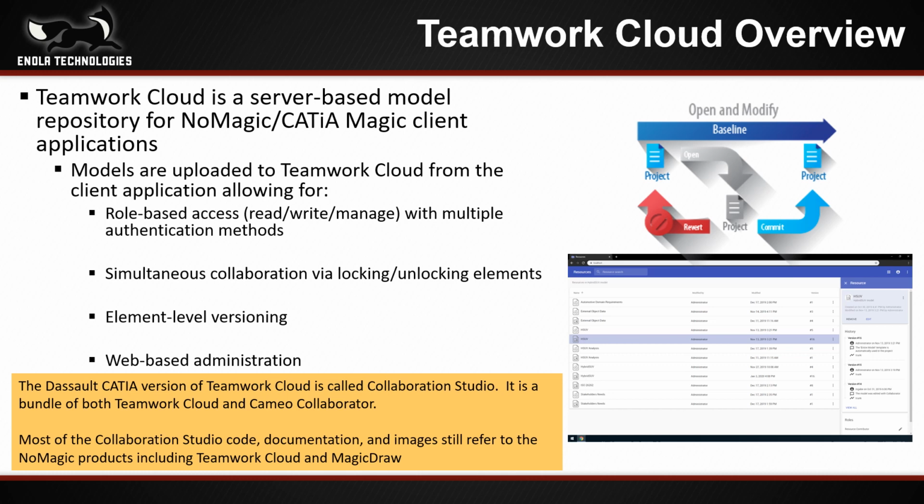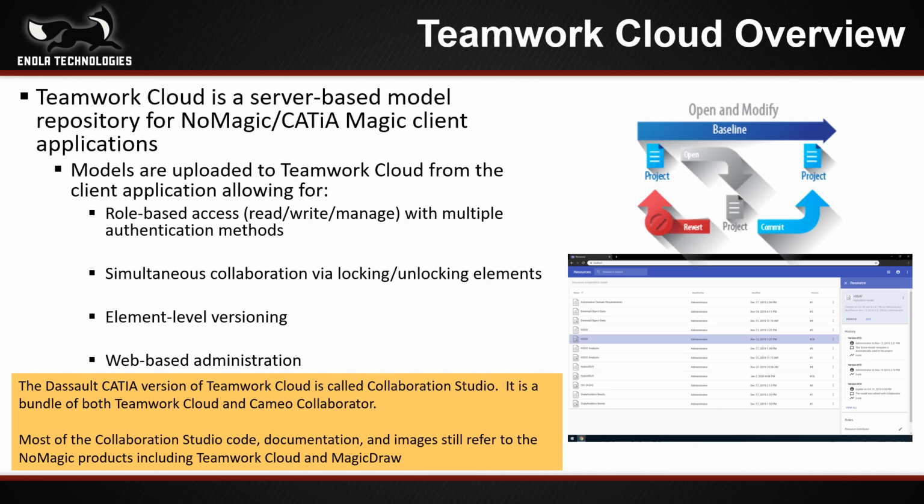Now, what is Teamwork Cloud or Collaboration Studio? Well, it's a server-based model repository for the No Magic or CATIA Magic client applications. Models are uploaded to Teamwork Cloud from the client application and allow for role-based access, such as read, write, and manage, and also support multiple authentication methods. Simultaneous collaboration via locking and unlocking elements, very similar to Subversion or Git, if you think from software development. It also has element level versioning, branches, allow you to merge and branch off different parts of your model, and web-based administration.